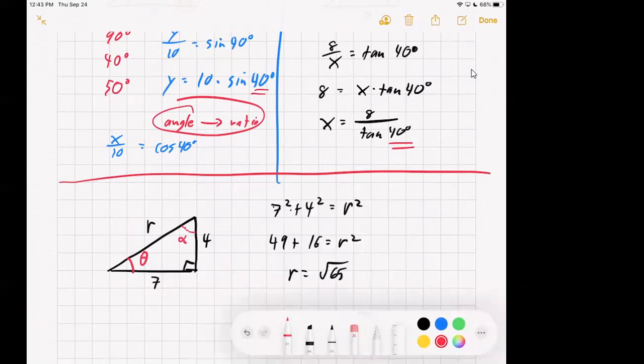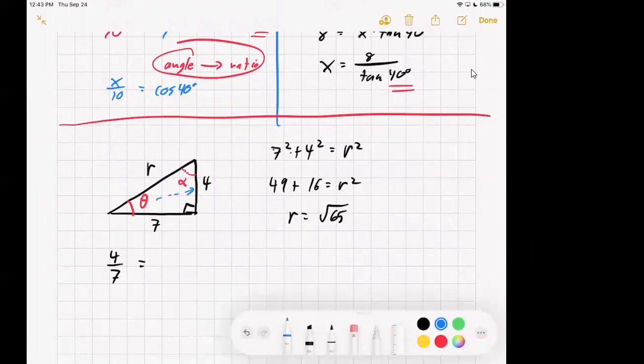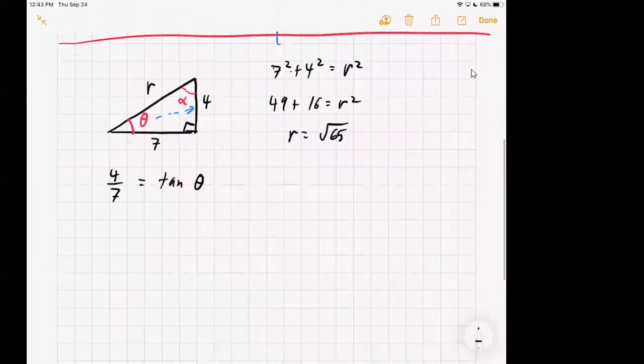How do we do that? We'll have to use inverse trig for this. Let me switch to blue here. We can look at the 4:7 ratio, and 4 is the opposite side, 7 is the adjacent side, so this in fact is the tangent of theta. Okay, so we have a ratio equal to a trig function, but we want to solve for the angle this time. So we need the inverse trig function of both sides.